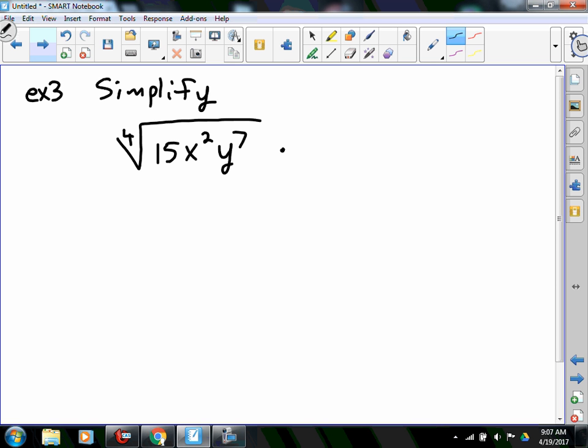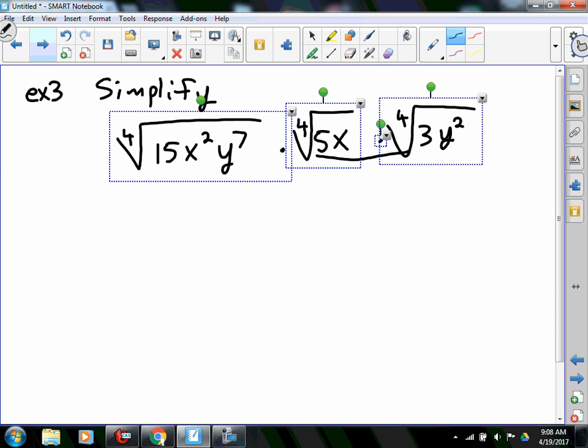Let me make this multiplied by the fourth root of 5x. And then we go ahead and multiply that by one more thing. I might have to multiply this by 2 more things. Sorry, this is taking a little bit longer than I had planned on. I'm going to multiply this by the fourth root of 3y squared. I'm going to go one more time with this. If you get this example, you'll get just about any of these.